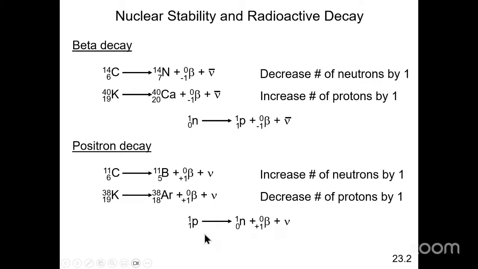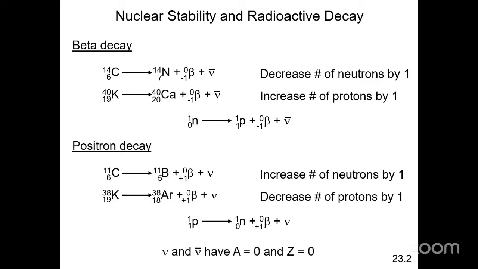So basically, the number of protons will be decreased by 1 because the proton is converted to a neutron. And because a neutron is produced in this reaction, the number of neutrons will increase by 1 in each case where you have a positron decay, all right? Okay, so that's what happens in the case of a positron decay.